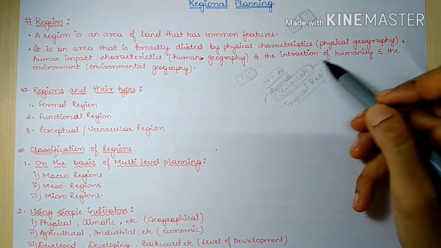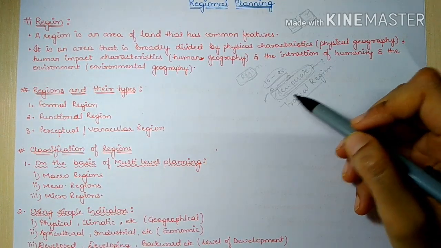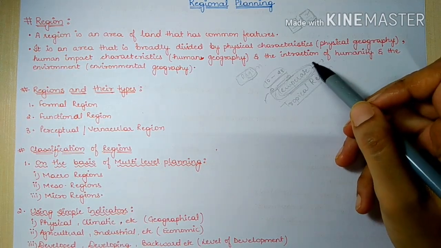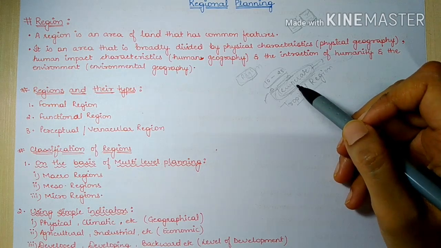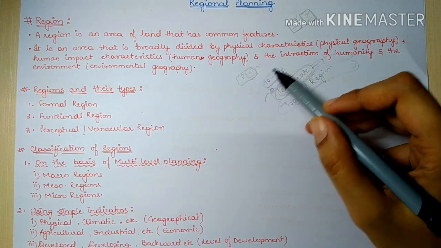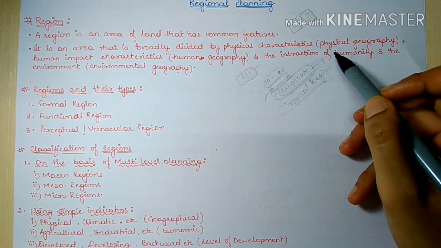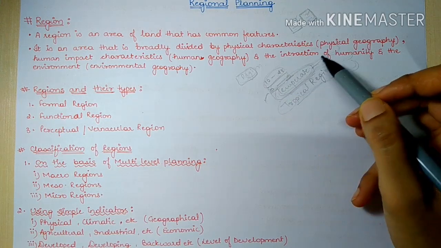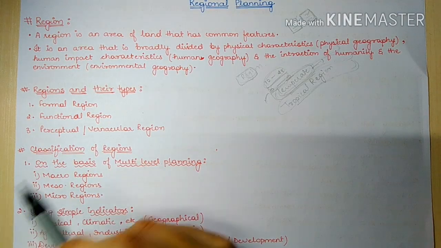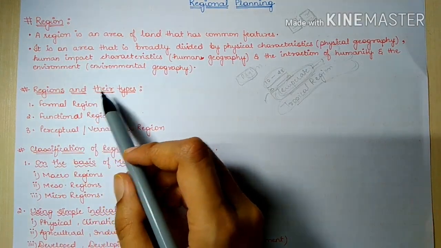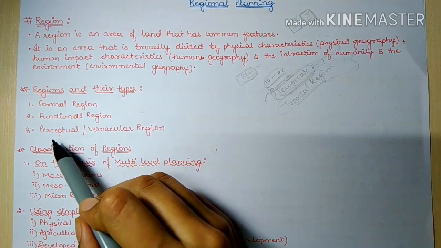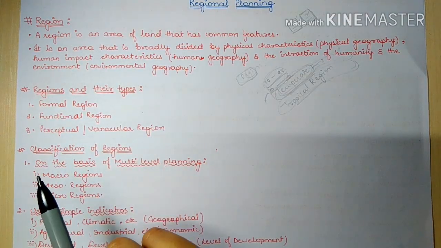They have common characteristics, that is why they are known as temperate region. Others, warmer regions, will be known as tropical region, and others having colder climatic conditions will be known as frigid region or torrid region. Now there are various types of region. The first types of region are formal region, functional region, and perceptual region or vernacular region.